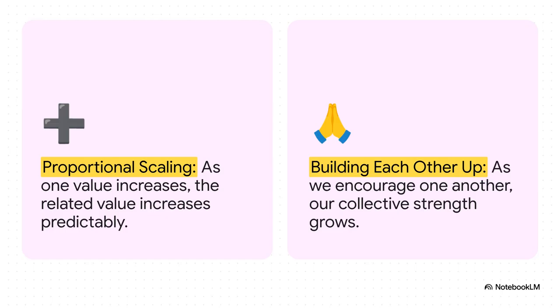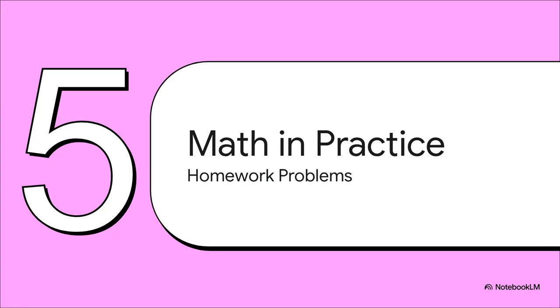And this is where the two ideas just lock together perfectly. The lesson draws a direct parallel. On one side, you have the math. As one value goes up, its related value goes up in a predictable, balanced way. And on the other side, you have the theme. As our encouragement for one another increases, our collective strength grows in a similar proportional way. The math literally becomes a metaphor for the moral. It's pretty brilliant. So how does the lesson make sure this dual message actually sticks with the students?